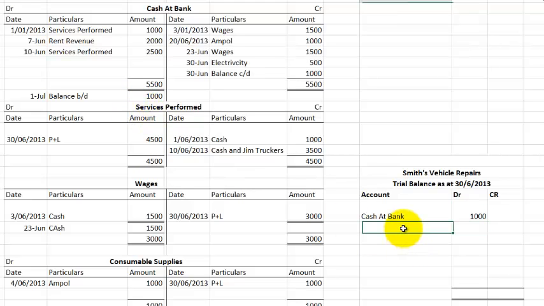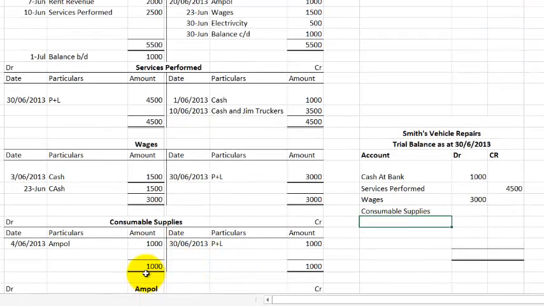Services performed is the next account, and that is a credit amount of $4,500. Wages is the next one. That's a debit amount for $3,000. Consumable supplies is the next one. Again, that is a debit amount.